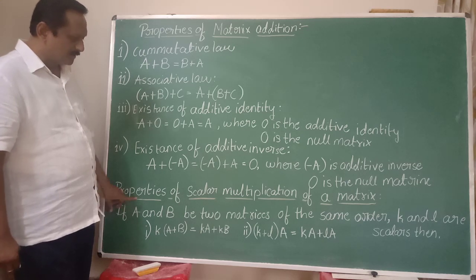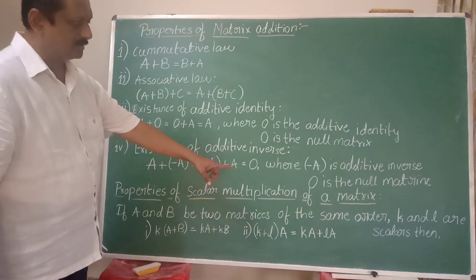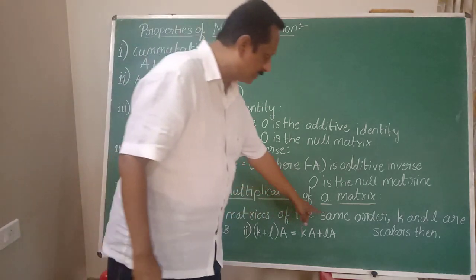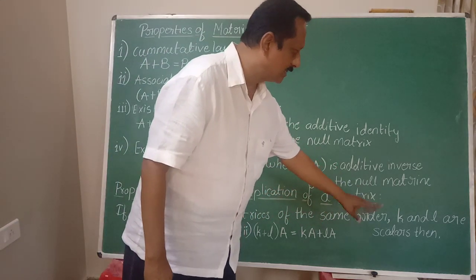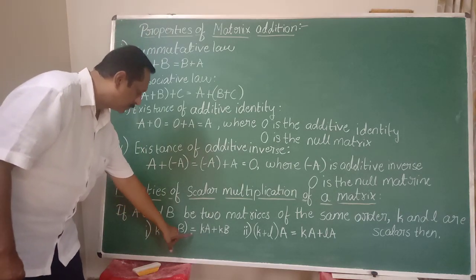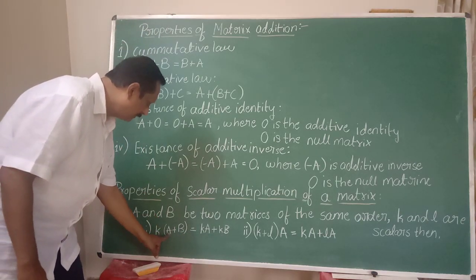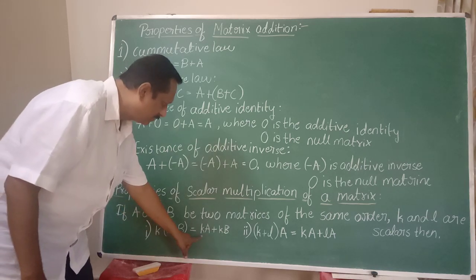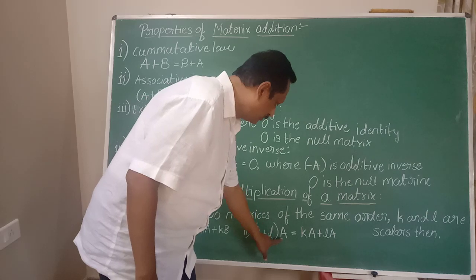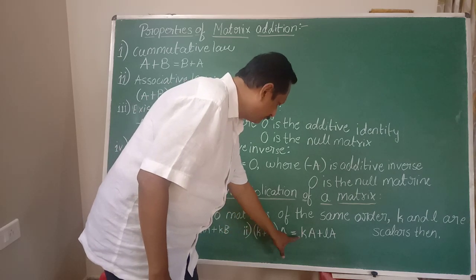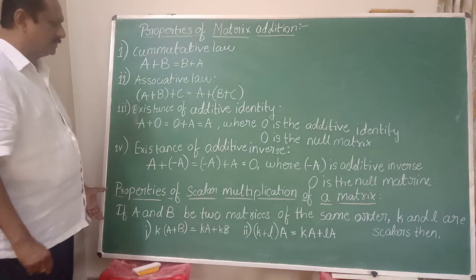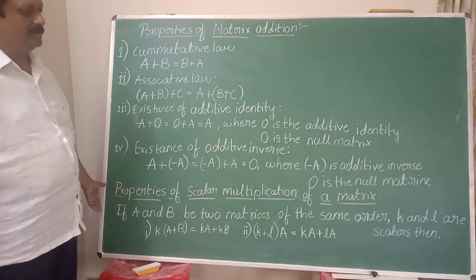Next, the properties of scalar multiplication of the matrix. A and B are two matrices of the same order, k and l are scalar quantities. Then k into (A plus B) is equal to k into A plus k into B. Next, (k plus l) into A is equal to k into A plus l into A. These are the properties of scalar multiplication of the matrix.